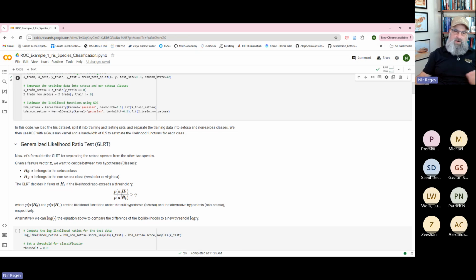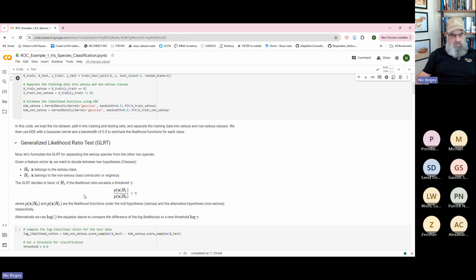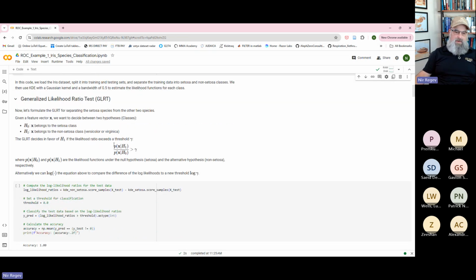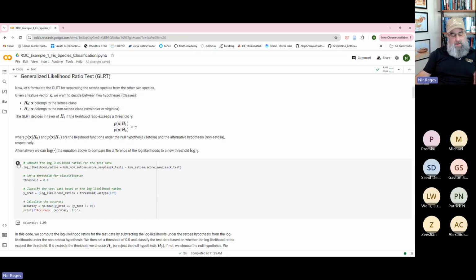If it's not large, if it's very low, then there's a higher likelihood that it belongs to H naught. And we compare this against a threshold, gamma. Okay? And obviously, in practice, we can take the logarithm of it and compare the difference of these log likelihoods. So it's called the log likelihood ratio in this case. Let's run this. This is what we do here.